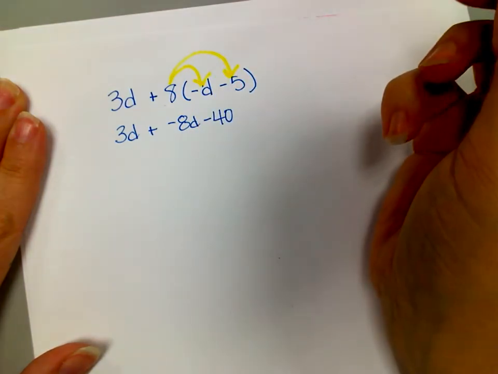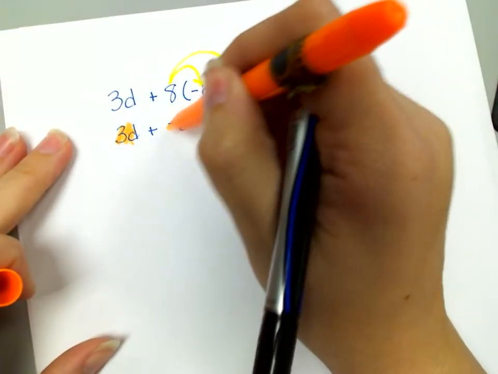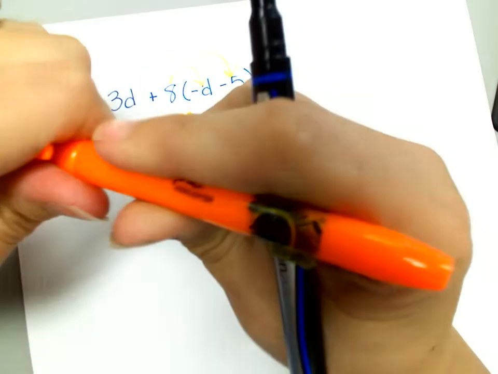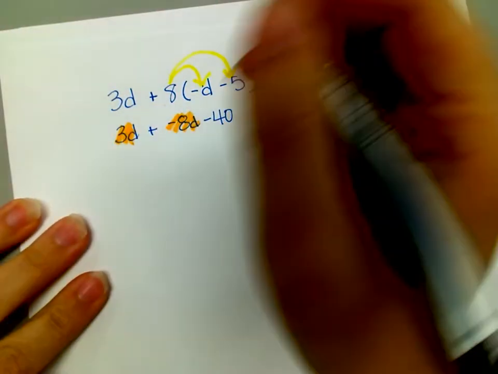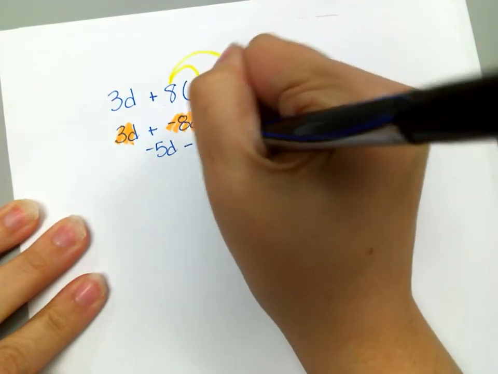Now I can combine like terms. I have 2 of the d's, right? So I've got 3d and negative 8d, so that's going to make negative 5d minus 40.